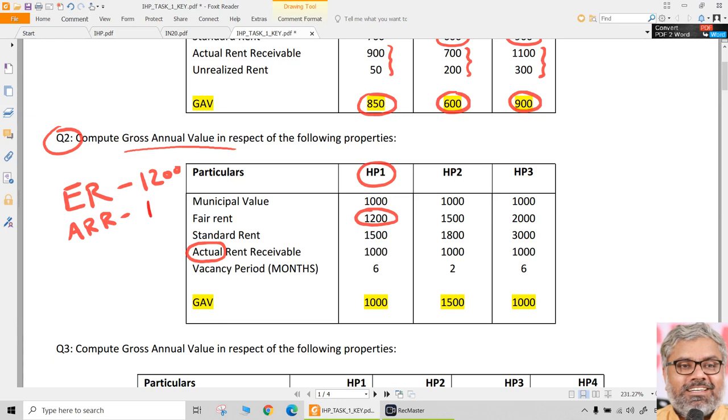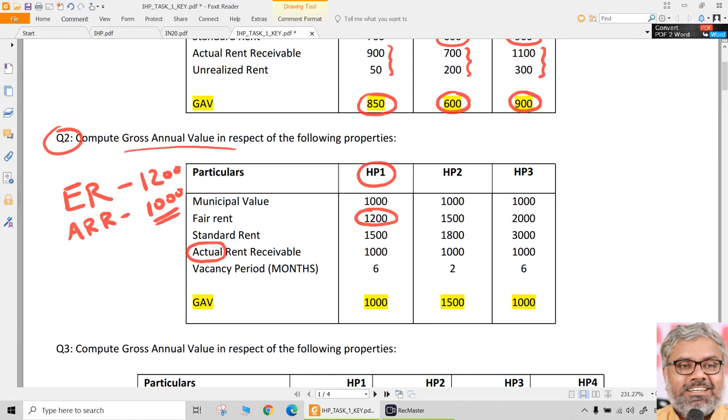So, actual rent received or receivable is 1000. That's it. There is no unrealized rent. Whichever is lower in these two, 1000 is lower. Why is it lower? If ARR is lower than expected rent, then only you should ask this question. Why is it lower? Is it due to vacancy? Answer is yes. How do we know, sir?